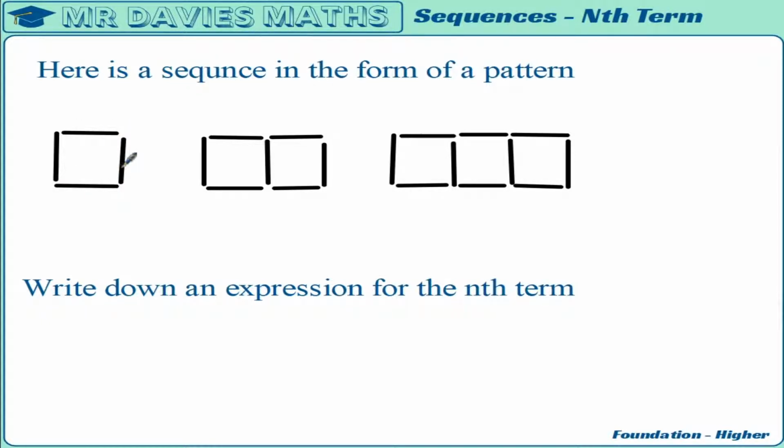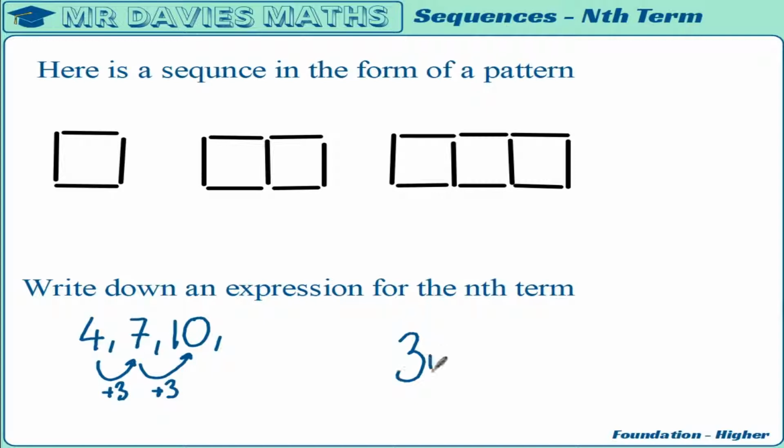So I've got 1, 2, 3, 4 matchsticks in pattern number 1. I've got 1, 2, 3, 4, 5, 6, 7 in pattern number 2. I've got 1, 2, 3, 4, 5, 6, 7, 8, 9, 10 matchsticks in pattern number 3. Now I only really need 3 numbers in a sequence, and I'll write an nth term. For example, this is going up in 3s. So like the start of the video, any sequence that goes up in 3s, I'm going to call the 3 times table. Now the 3 times table should start at 3, but instead of starting at 3, it's decided to start at 4 instead.